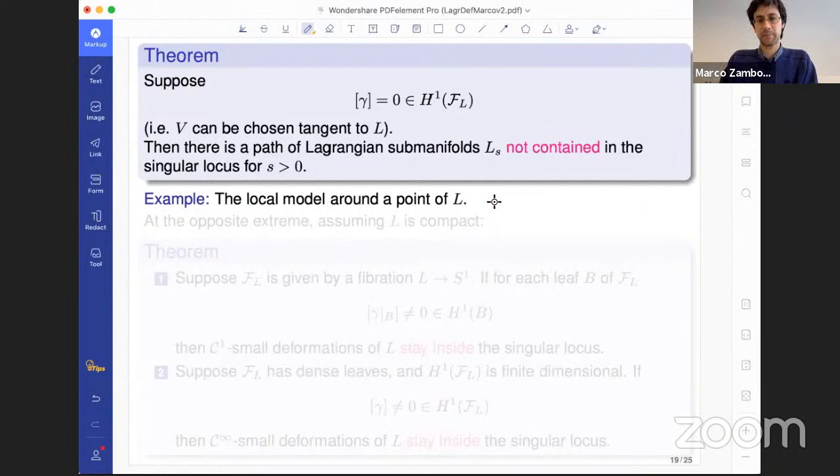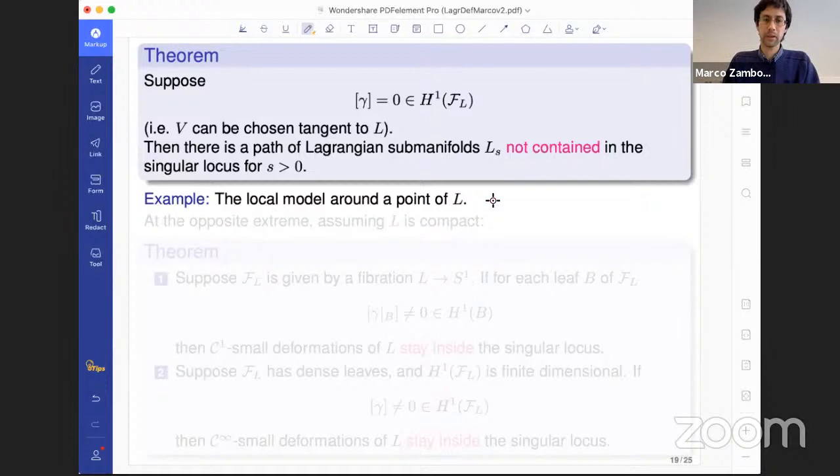And so the local model around a point of the Lagrangian submanifold is exactly of this kind. At the beginning I made a very rough sketch of how the local model for R2 looks like, and there you could choose the modular vector field that was exactly tangent to the Lagrangian, because in that case the Lagrangian agrees with the singular locus. So locally you can always push out your Lagrangian, but there might be global obstructions.